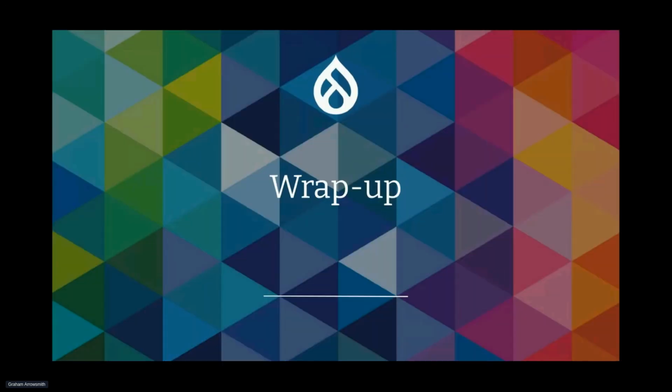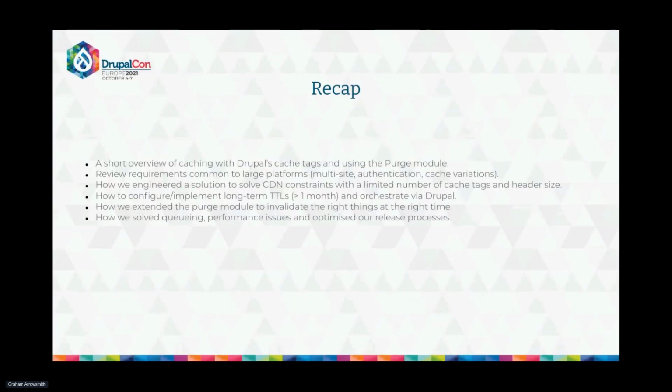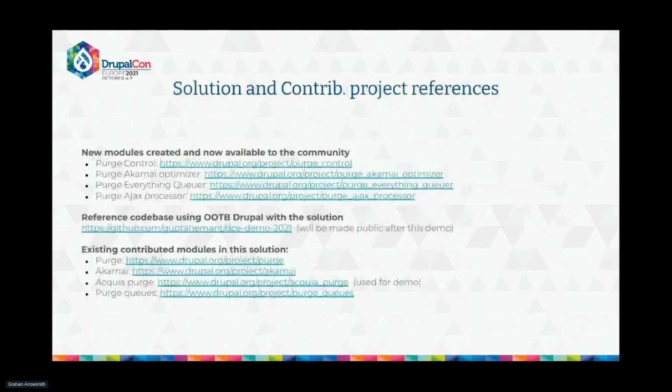And I'd like to move into wrap up. So, very quick recap. We've given a very brief overview of the cache tags and purging, some of the requirements that are common to large platforms, some of the solutions that we've engineered to solve CDN constraints. The approach we have allows you to configure long-term time to lives for your content, orchestrate it via Drupal, and how we've extended purge and validate the right things at the right time, and the approaches we took to solve queuing performance issues and optimize the process.